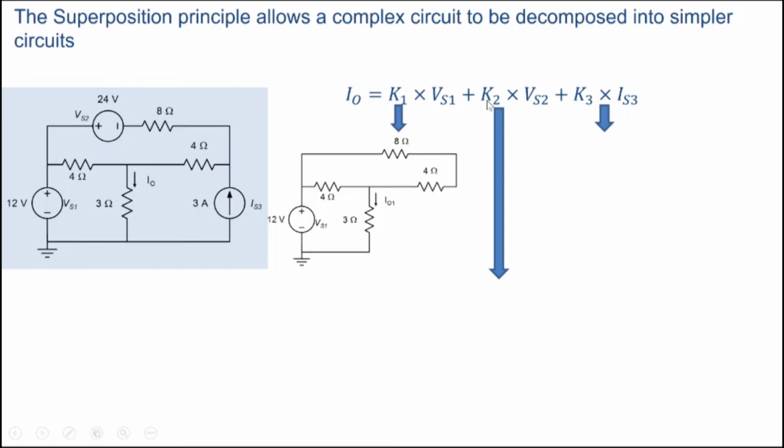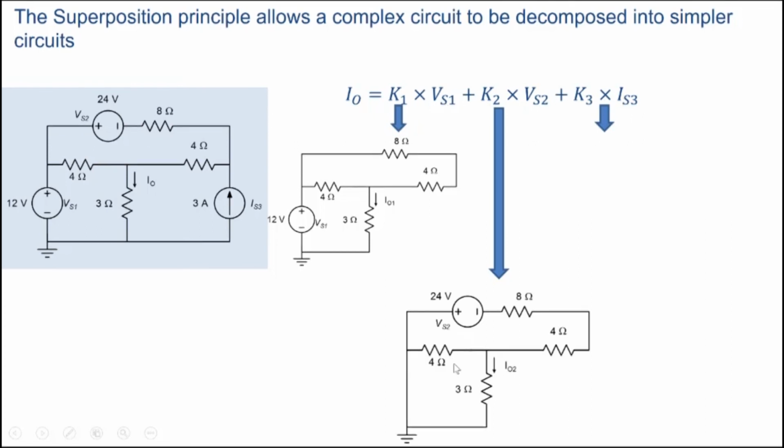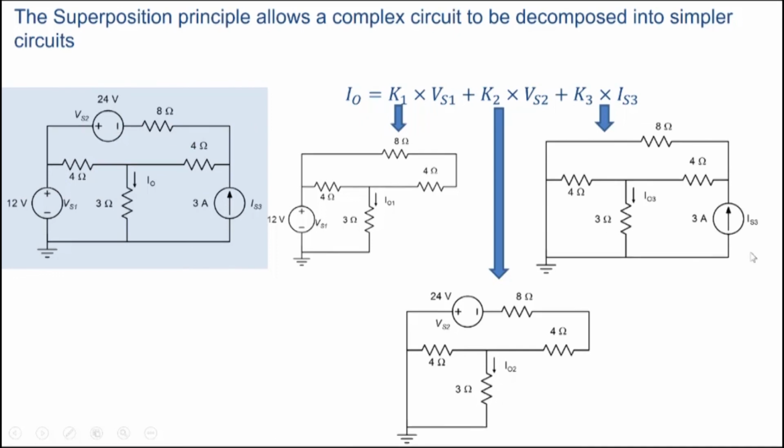Similarly, if you want to find out what is this K2 here, what you do is you put VS1 equal to 0 and IS3 equal to 0. So you get a circuit like this here. VS1 has been shorted and IS3 here has been open circuited. So again, you get a simpler circuit here. And you solve this circuit to determine K2. And similarly for finding K3, we put VS1 equal to 0 and VS2 equal to 0. So we short both the voltage sources and we obtain here 3 amperes, and you solve this one. And of course, after solving it, you'll get I03.